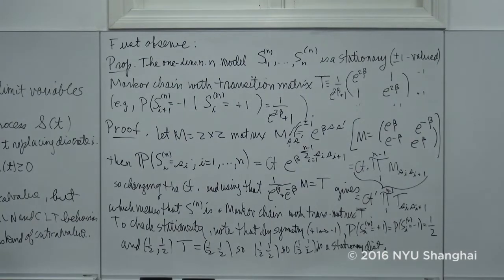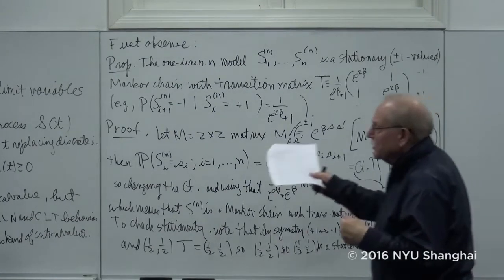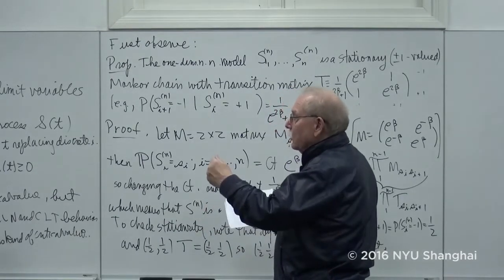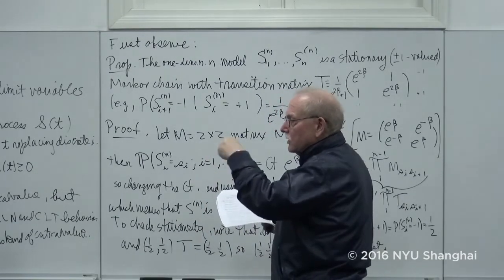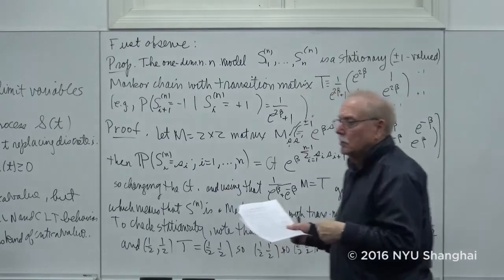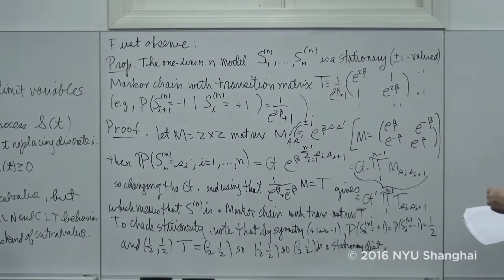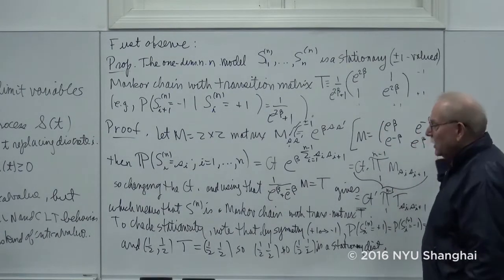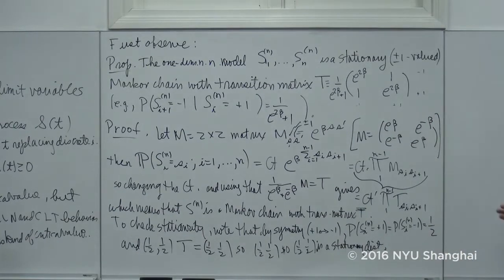Next week, we're going to start with the analogous situation, but instead of the Ising model, we'll have the XY model. Then we have a Markov chain which takes values on the unit circle, and in the limit we'll get a continuous time process on the unit circle. That one is a more interesting process than what we'll get today, because that one involves Brownian motion. This one is much more elementary.